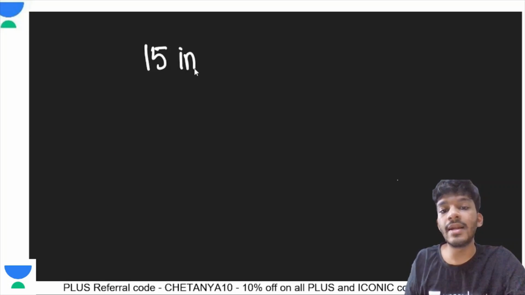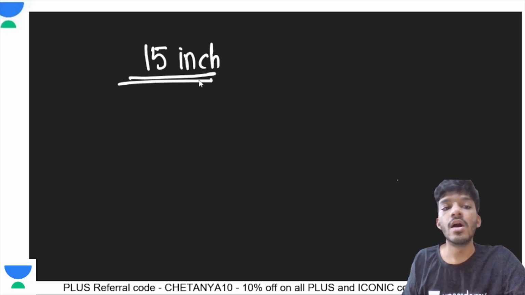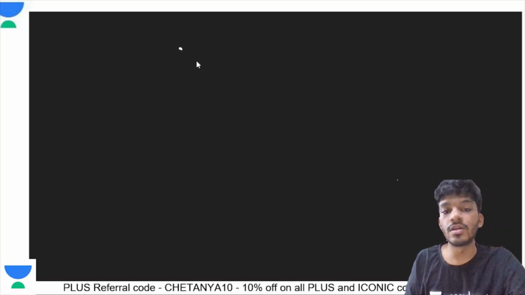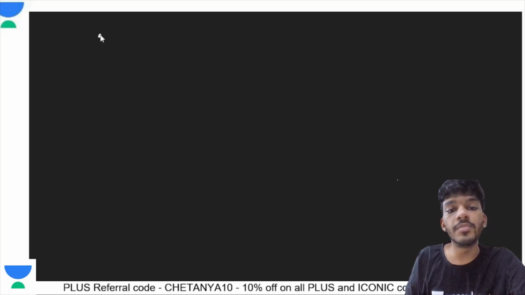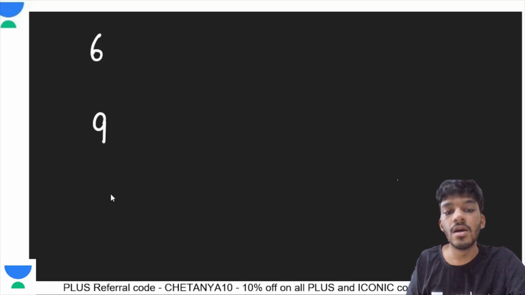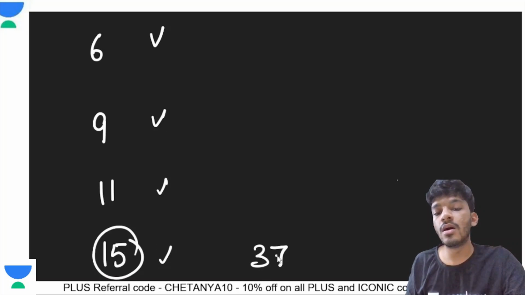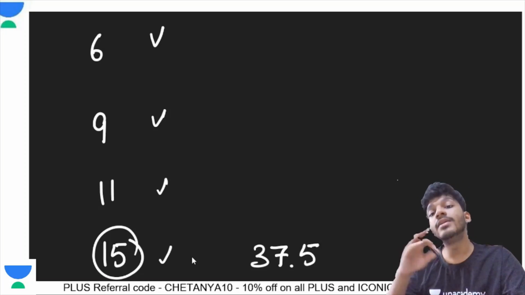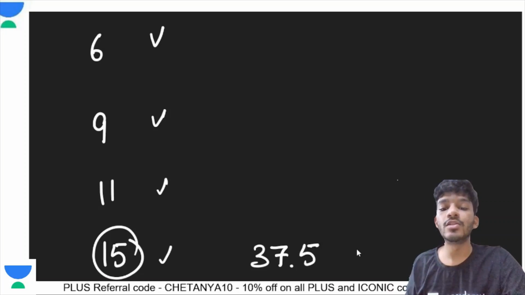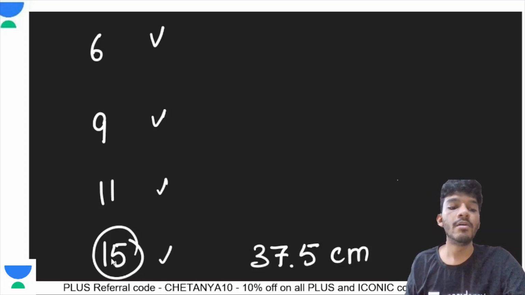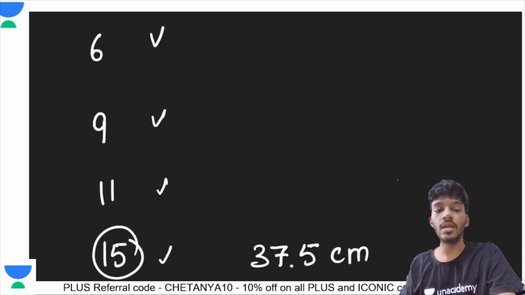Now, this is slightly important because this is related to the constrictions of the esophagus from the upper end of the central incisors. So the mnemonic there is 6, 9, 11, 15. This is the first constriction, second, third, and fourth. So 15 inches is the distance from the upper end of the incisors to the end of the esophagus. That is approximately 37.5 centimeters. So that's the next thing that you can keep in your mind.